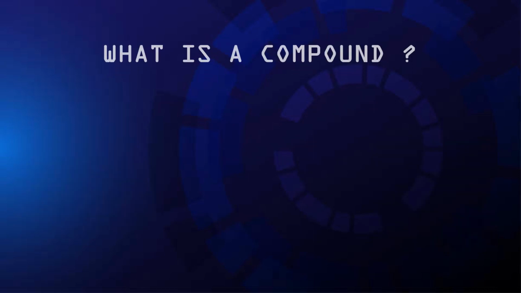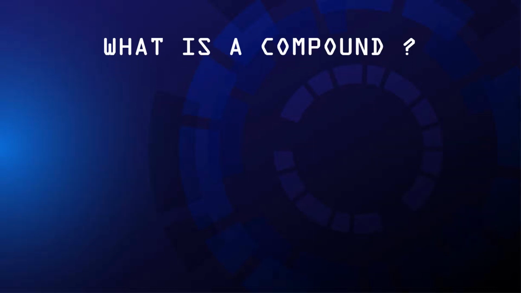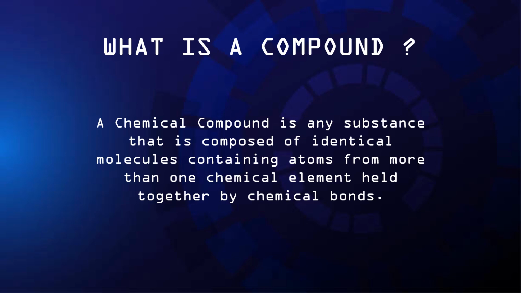Coming to our topic, what is a compound? A chemical compound is any substance composed of identical molecules containing atoms from more than one chemical element held together by chemical bonds. So, for example, when we take sodium chloride molecules and they come together as a group, they form a compound called sodium chloride, or common salt.